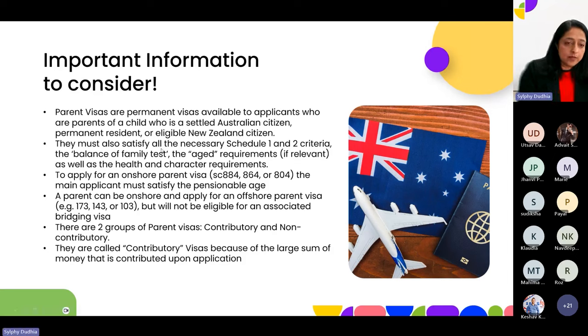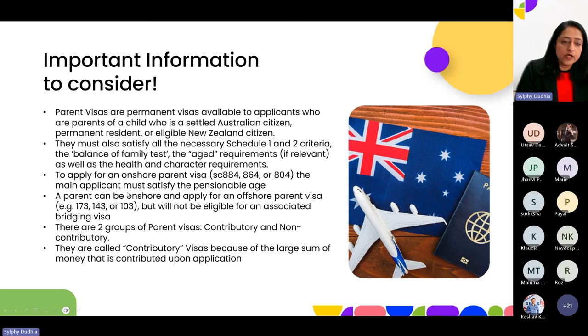Now, to summarize, parent visas are permanent visas available to applicants who are parents of a child who is a settled Australian citizen, permanent resident, or eligible New Zealand citizen. They must also satisfy all necessary criteria of Schedule 1 and Schedule 2. They should pass the balance of family test, age requirements if relevant, and also meet health and character requirements.